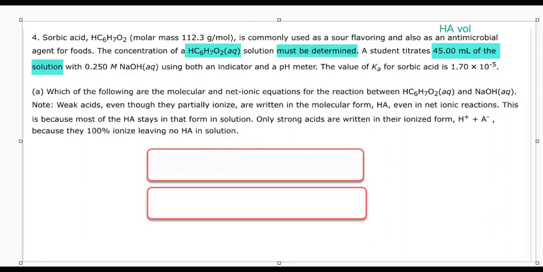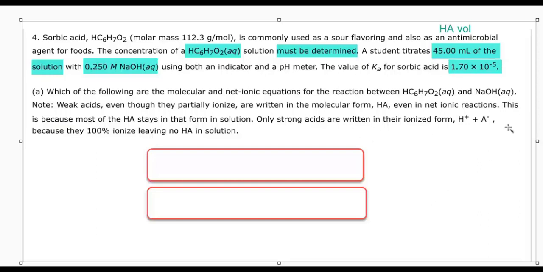And I'm going to switch over to red on my highlighter for the base. So we've got some sodium hydroxide. Sodium hydroxide is a strong base. Now we can forget about the sodium pretty much. It's the hydroxide we worry about. It's 1/4 molar, using both an indicator and a pH meter. Now they're giving us the Ka for sorbic acid. It's a moderately weak acid. It's a lot like acetic acid, in fact, which is 1.8 times 10 to the -5.